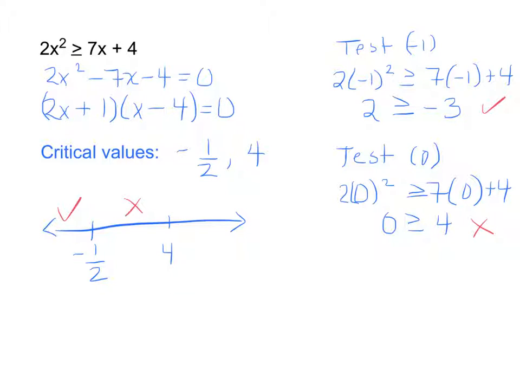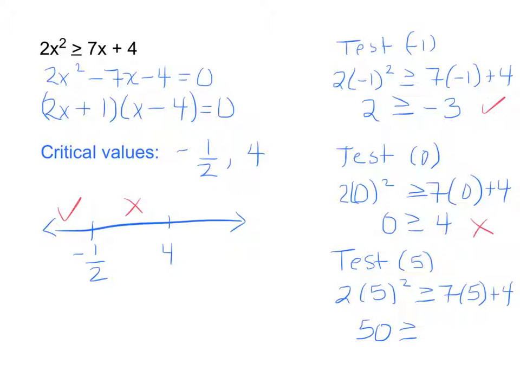I just have one more region to test. Over here, something that's bigger than 4. Choose whatever you want. I'm going to choose 5. So I'll go 2 times 5 squared compared to 7 times 5 plus 4. And I get 50 is greater than or equal to 39. And that is true.